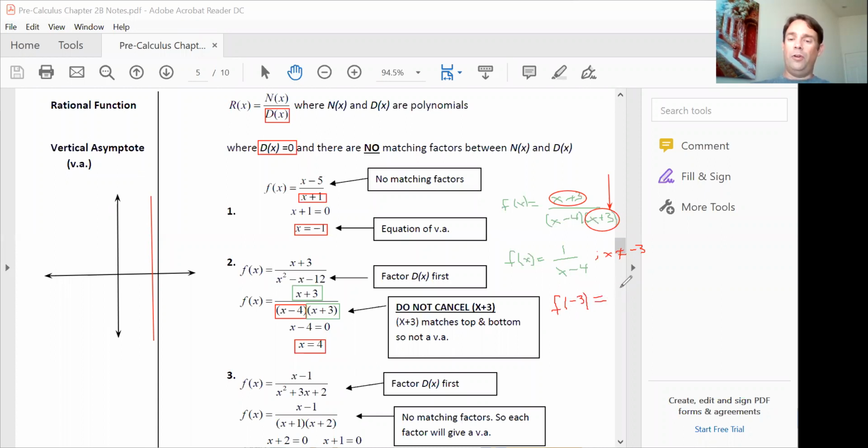I end up with 1 over -7. So at that point, -3, my graph is going to look like it gets really close to this y value of -1/7. However, there's something that happens there. And what happens there is what we call a hole. In other words, the graph is going to look like it's going to get really close to some value here, but the graph will have like a little hiccup, a little blip in time where the graph doesn't end up becoming. So I drew that on the wrong side.